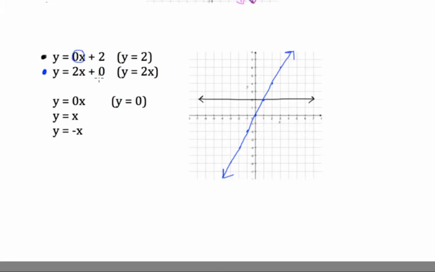What about when the b number is 0? That means your y-intercept is going to be 0, and your slope is 2. You're going to have a rather steep slope. I'm going to pause the video so that I can draw in the other lines.